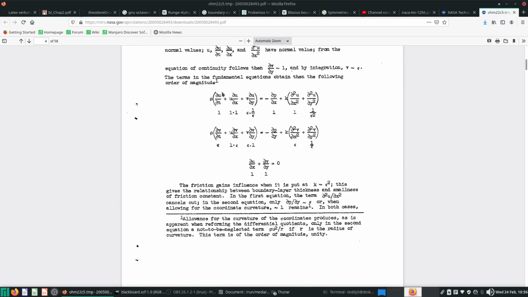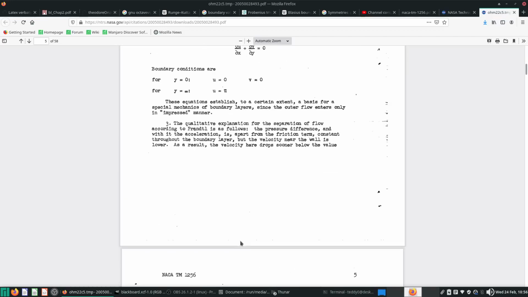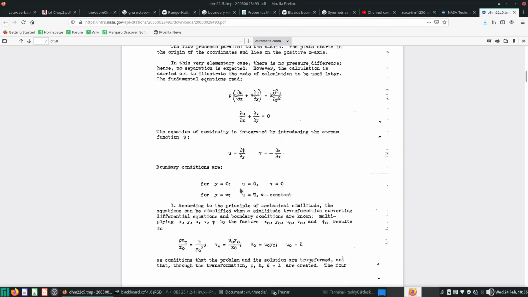So you can see they did the non-dimensionalization here to get the fluid equations. Then he goes on a little bit more, and shows how he actually obtained this similarity variable.